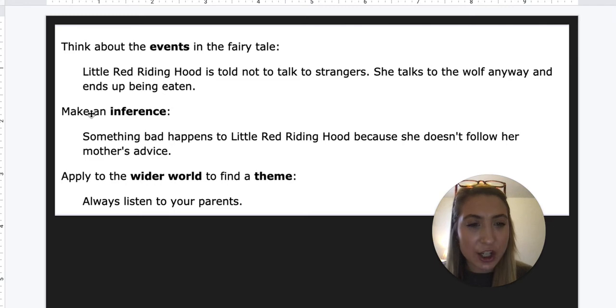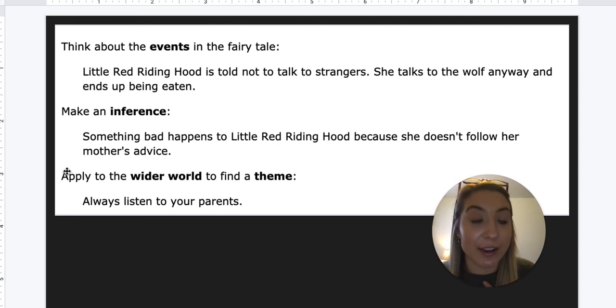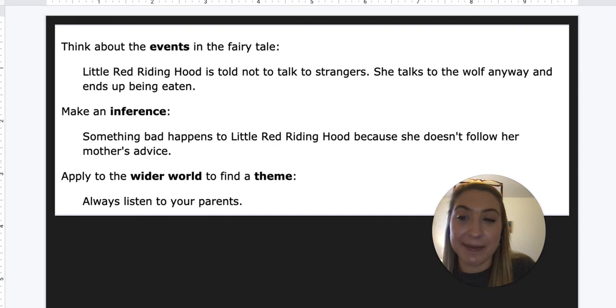So now we're making an educated guess and an inference. Something bad happens to Little Red Riding Hood because she doesn't follow her mother's advice. So because she didn't listen to her mom and do what her mom said, she got eaten up. So when we apply this to the wider world and to our lives, it's teaching us to always listen to our parents.